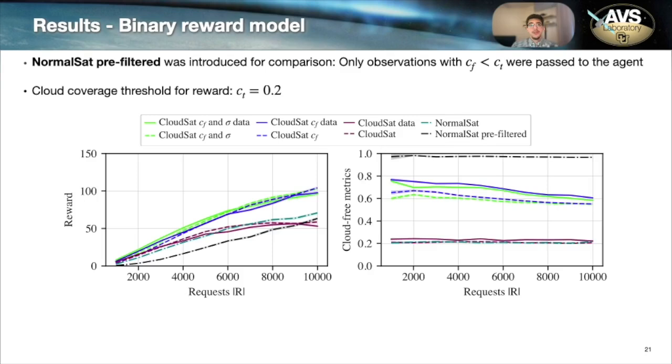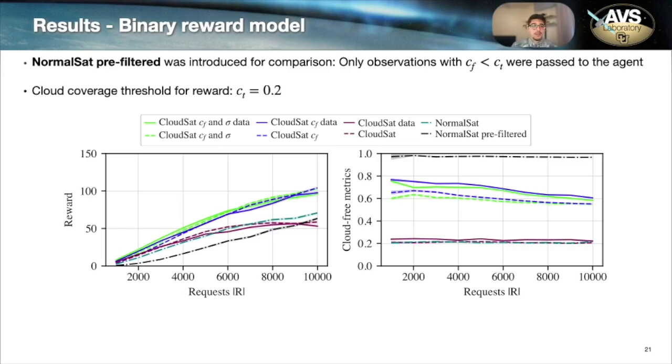So first I'm going to show the results for the binary reward model. In this case, we are introducing the normal set pre-filtered as a comparison here. It's the same as the normal set that never saw clouds before, but you can think of it as the ground station filtering the targets before passing them to the satellite based on the cloud forecast for each target. And here the threshold for filtering is the same as the binary reward model, that's 0.2.